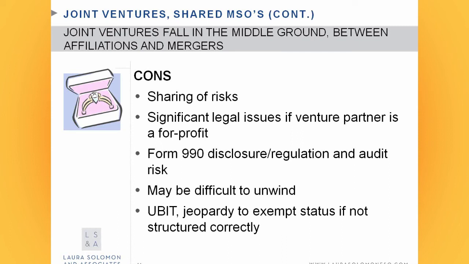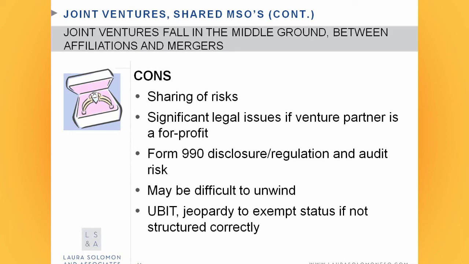So the cons are you're sharing the risks, but you're also sharing the benefits, right? So to the extent that this supermarket is wildly successful, I'm going to split the profit with you, right? So I'm not going to benefit wholly, I'm going to benefit in part. Also, and this is where I really want to talk about the for-profit, nonprofit issues that a couple of people asked about. When 501c3s work with other 501c3s on charitable things, whether it's an affiliation or a joint venture or even a merger, the IRS is not as concerned, right?